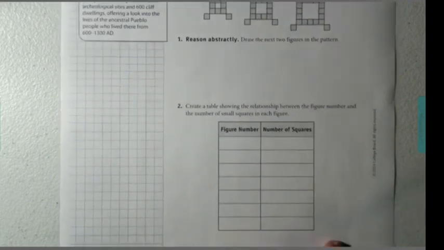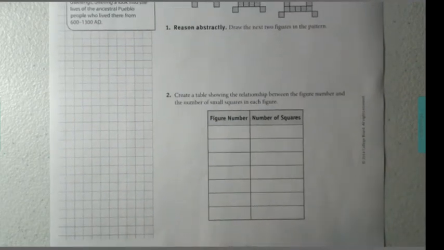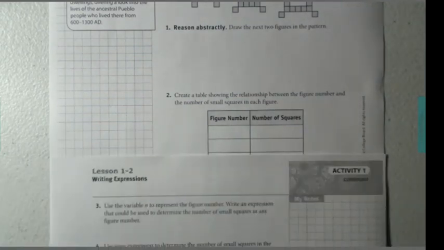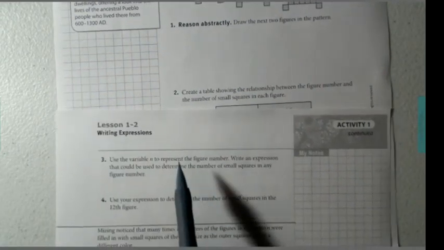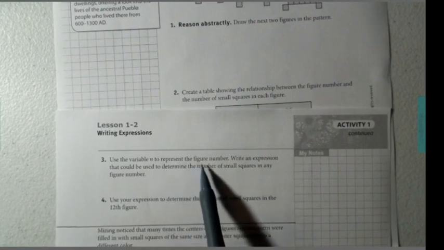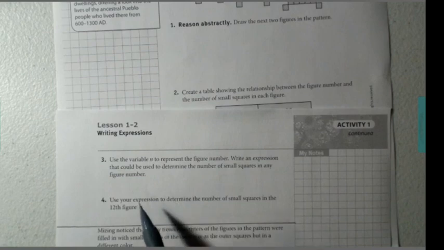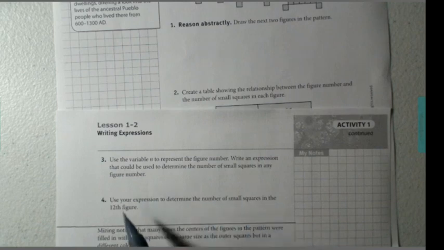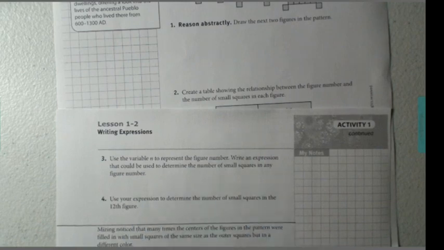After you do that, it's going to ask you to create a table using the relationship between what you saw to determine how many squares were in each. Number 3 is going to ask us to use the variable n to represent the figure number and to write an expression to determine the number of small squares in any figure. Then you are going to use that expression to determine the number of small squares in the 12th figure.